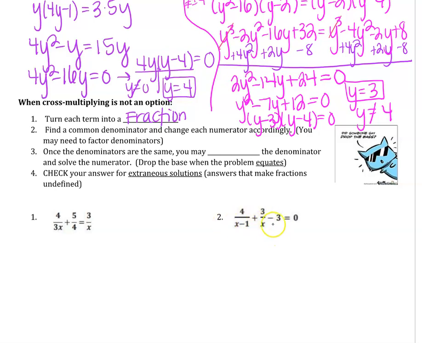So for example, in number 2, do you guys see these little floaters? I would put those over 1 to help me. We will then find a common denominator, just like how we did with complex fractions, and change each numerator accordingly. You may need to factor denominators to do so. Once the denominator is the same, you may ignore the denominator and solve the numerator. So you're going to hear me say, drop the base when the problem equates. You will then check your final answer to make sure you don't have extraneous solutions. So again, those are answers that make our fractions undefined.